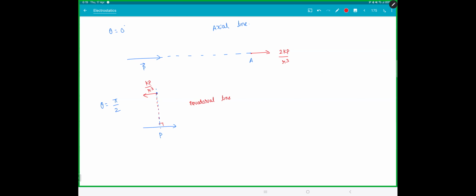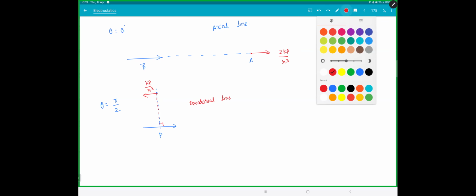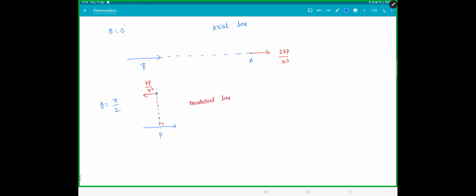So some two standard results. There was one question in Mains like this. There is a point on the equatorial line and there's a point on the axial line. If their magnitude of fields is the same, find the ratio of the distances between them. You just have to equate this one and this one, like 2kp by r1 cube is equal to kp by r2 cube, and they're just asking r1 by r2. I mean, that was a direct question in the exam. Clear, everyone?